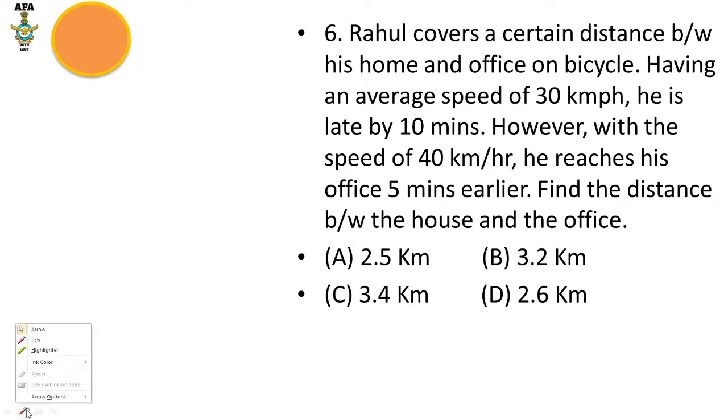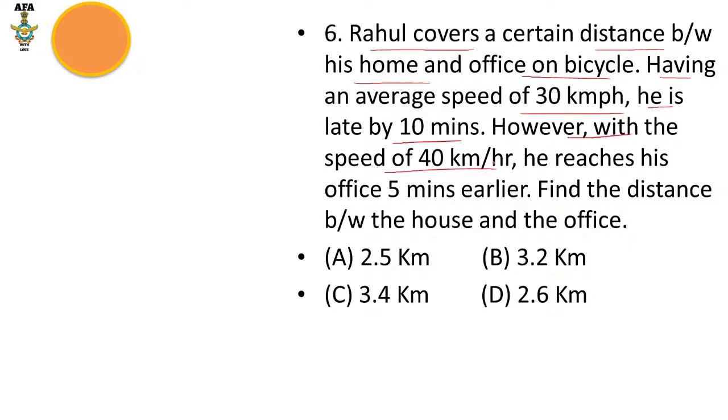So okay, your time is up. What should be the correct answer for this question? This is a very easy question. I will be telling you basics as well as tricks. Rahul covers a certain distance between his home and office on bicycle, having an average speed of 30 km per hour. He is late by 10 minutes. However, with the speed of 40 km per hour, he reaches his office 5 minutes earlier. Find the distance between the house and the office.